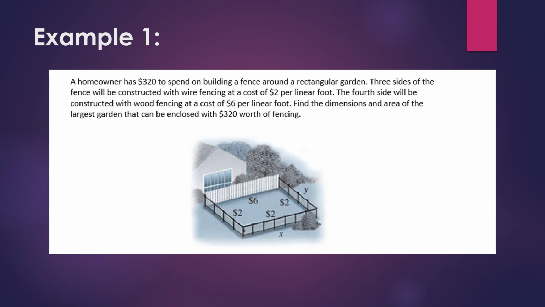So if you take a look at the picture, they show us exactly what's going on. We have an X by Y rectangular garden where three of the sides cost $2 per linear foot and the fourth side costs $6 per linear foot. So the idea is that we're trying to maximize the area, which would be X times Y in this case, while keeping our cost at $320. Which means that we probably want to reduce how much of the wooden fence we're going to be using, but at the same time, we don't want to reduce it by so much because we're still trying to maximize area.